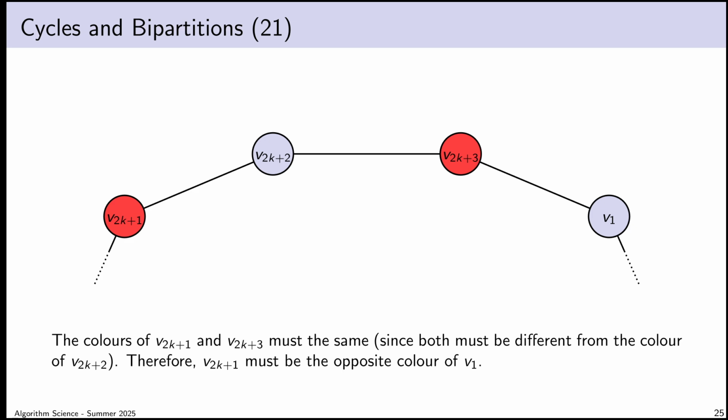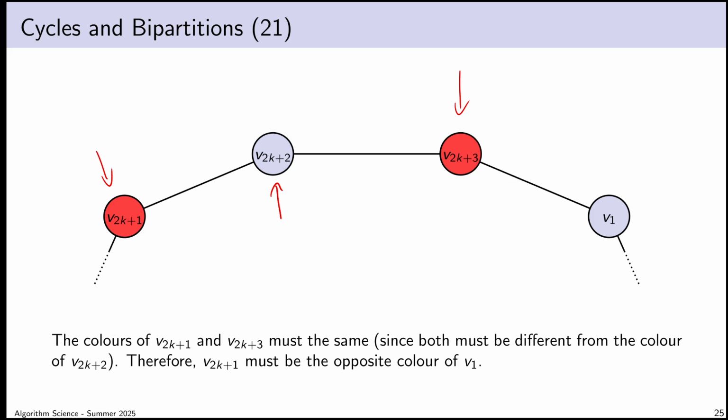So what do we know about such a bipartition? Okay, well, we know that if we look at the vertices nearby to V1, we've got V2K+1, and we've got V2K+3, which is sort of 2 over from V2K+1, and they must have the same color. So why do I know that?